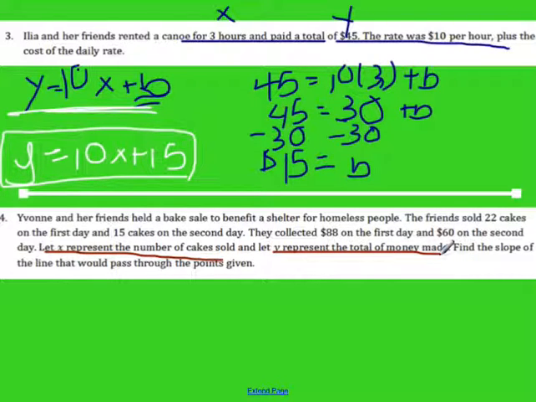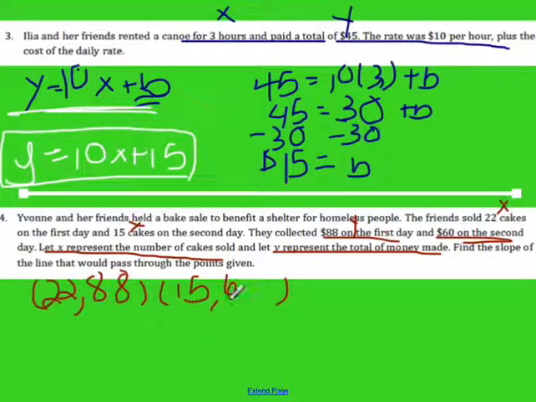So now we need to find the slope. That's going to be kind of like number 1 when we made 2 points. So let's go ahead and do that. The friends sold 22 cakes, that's x, on the first day, and 15 cakes on the second day. So those are our x points for our 2 coordinates. They collected $88 on the first day. That's our first y. Should probably put in the number, huh? $88. And then $60 on the second day, which is here.